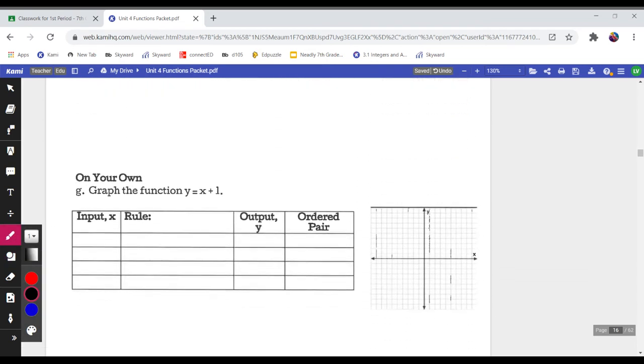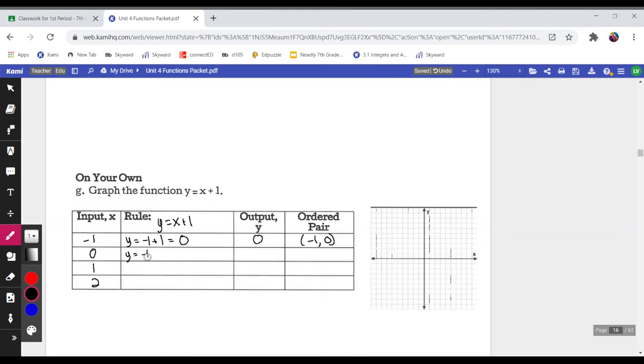So let's try this on your own. Graph the function y equals x plus 1. I'm going to use the same values as before, negative 1, 0, 1, and 2. My rule, y equals x plus 1. So y equals negative 1 plus 1, which equals 0. So my output is 0. I have negative 1, 0 is my ordered pair.